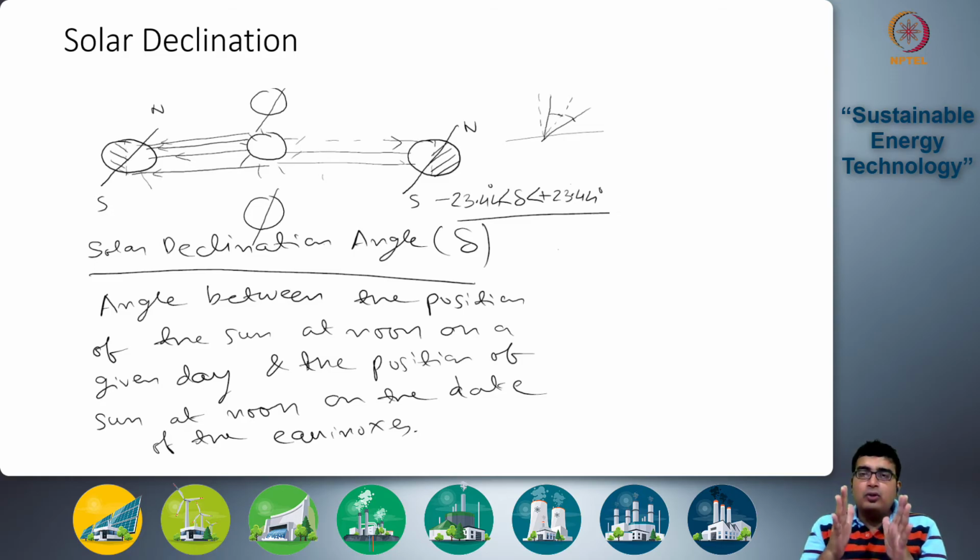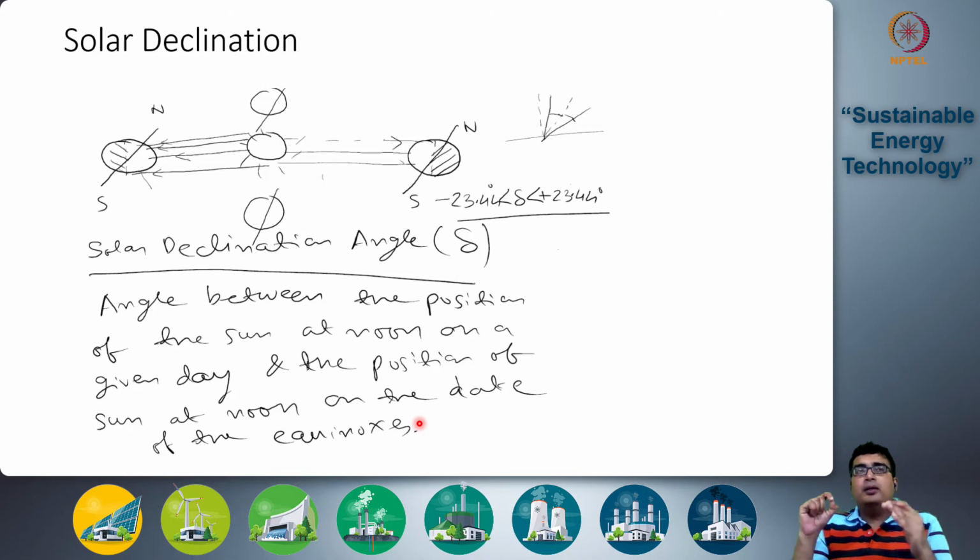In order to study those aspects, we have to define certain things. The first thing that we define is what is called the solar declination angle. So the solar declination angle is the angle between the position of the sun at noon on a given day and the position of the sun at noon on the date of the equinoxes. Okay.